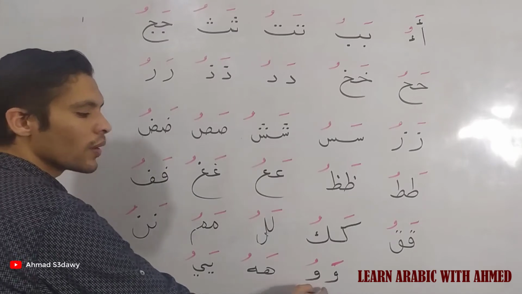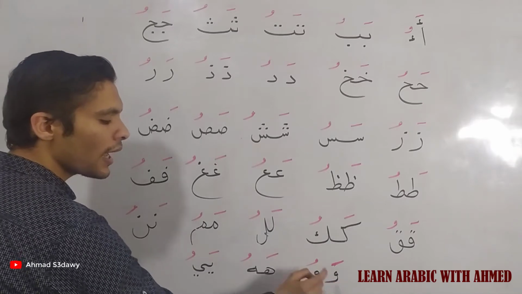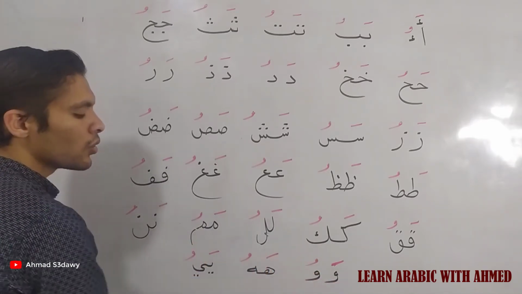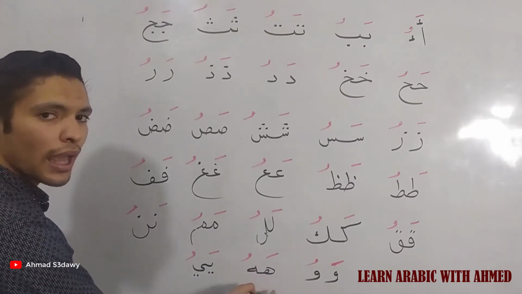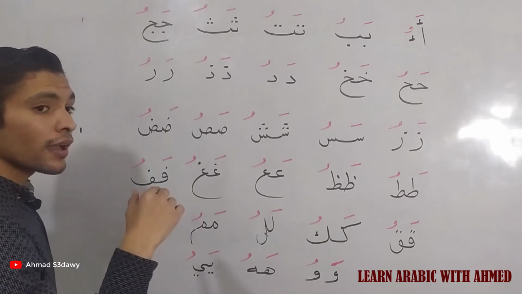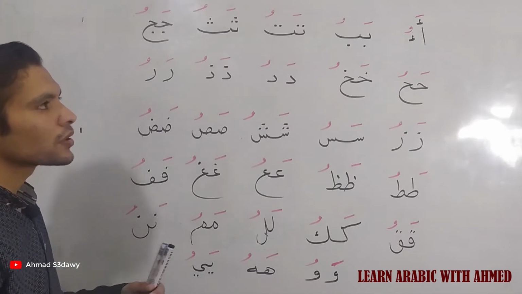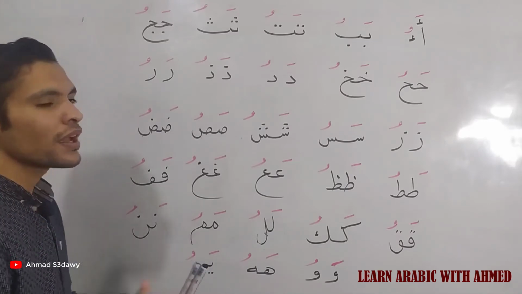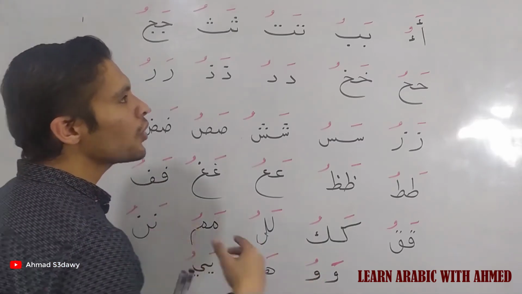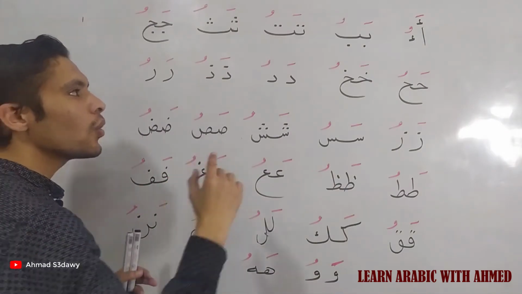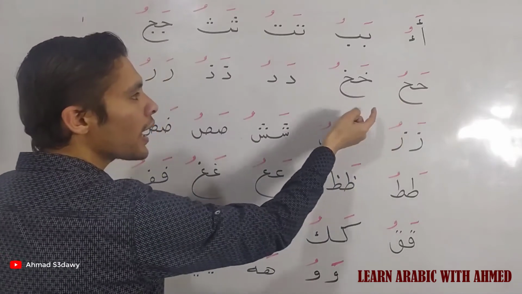Wa, wu, wa, wu. فتحة ضمة أو, and so on. So it's kind of like a song, like we can sing it together. فتحة ضمة أو. Okay, let's try this. فتحة ضمة أو بابو تاتو ثاثو جاجو حاحو خاخو.